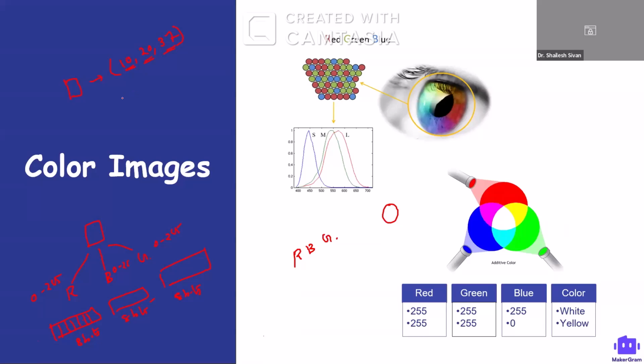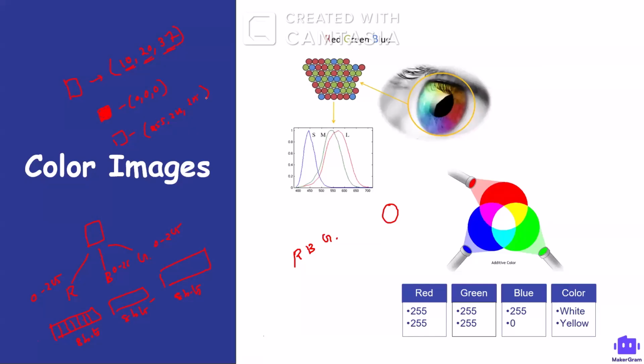The black color is represented as all the intensities being low, that is 0, 0, 0. And the white color is represented with all the intensities high, that is 255, 255, 255. Hope it is clear, right?